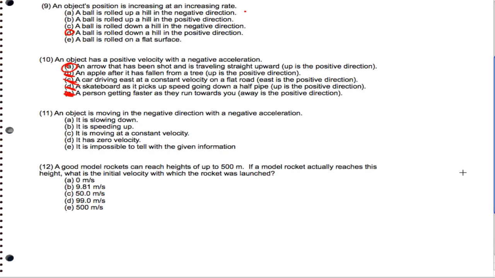Okay. Now the next one. An object is moving in the negative direction with a negative acceleration. People mess this one up. That means you're going backwards and you're accelerating backwards. What that means is you've got to be speeding up.